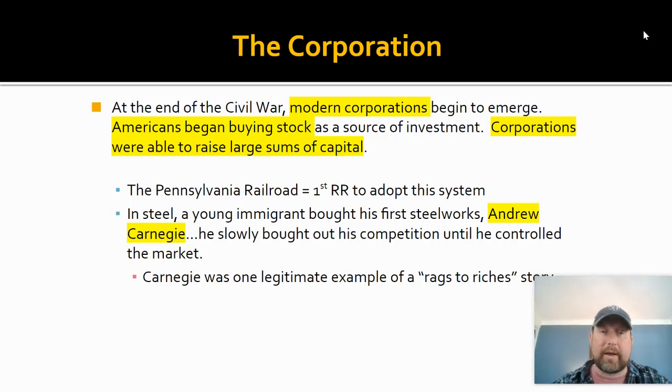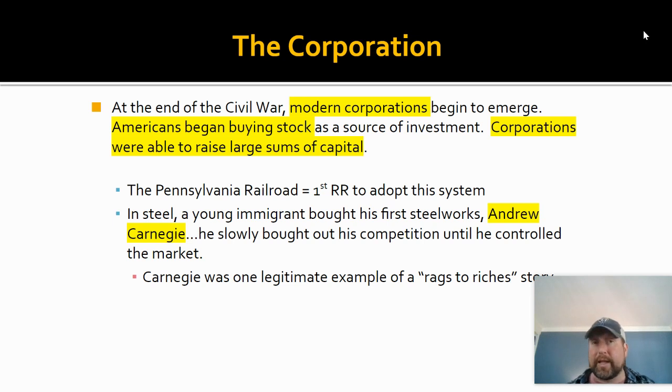So let's talk about it. Okay. So these modern corporations emerge when the stock market takes off. And again, we have unbridled, unchecked capitalist growth during this post-Civil War period. And so the modern corporation emerges as these companies begin to sell stock to ordinary Americans as a source of investment, right? And we know how stocks work, I hope.